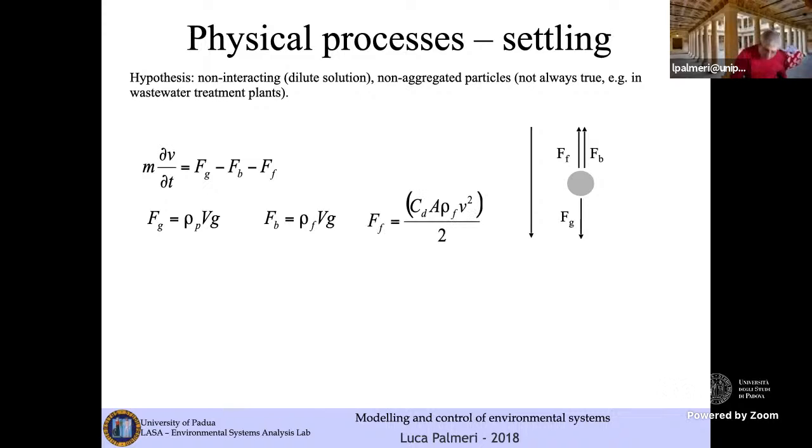The frictional force, you may recall, is a force that depends on the square of the speed. So this force depends on the density of the fluid, on the drag coefficient CD, on the square of the settling speed of the particle divided by 2, and on the surface A opposed to the flow of the particle.